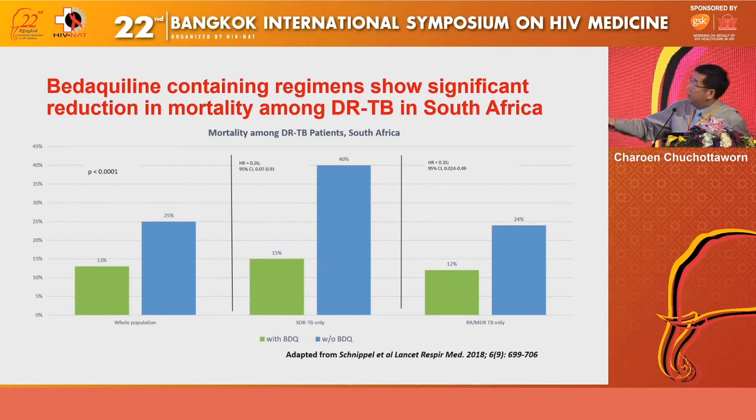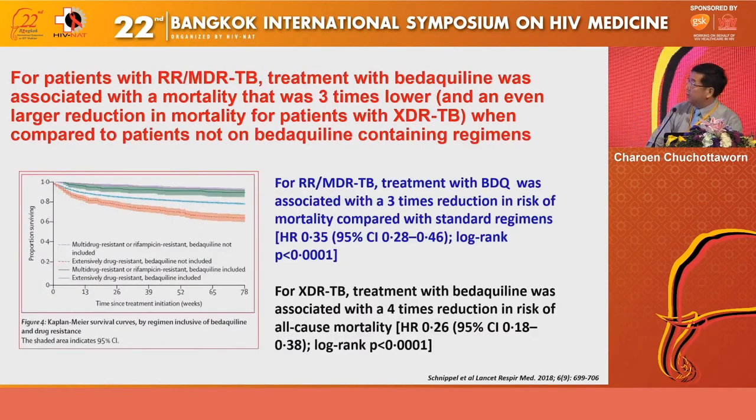And XDR patients treated with second-line drugs, if you use the BDQ, bedaquiline, reduce the mortality by 60%. So it means that you have to use the BDQ in MDR-TB patients with HIV. My personal idea is that not only HIV patients, but also non-HIV patients. So here you see the BDQ group.